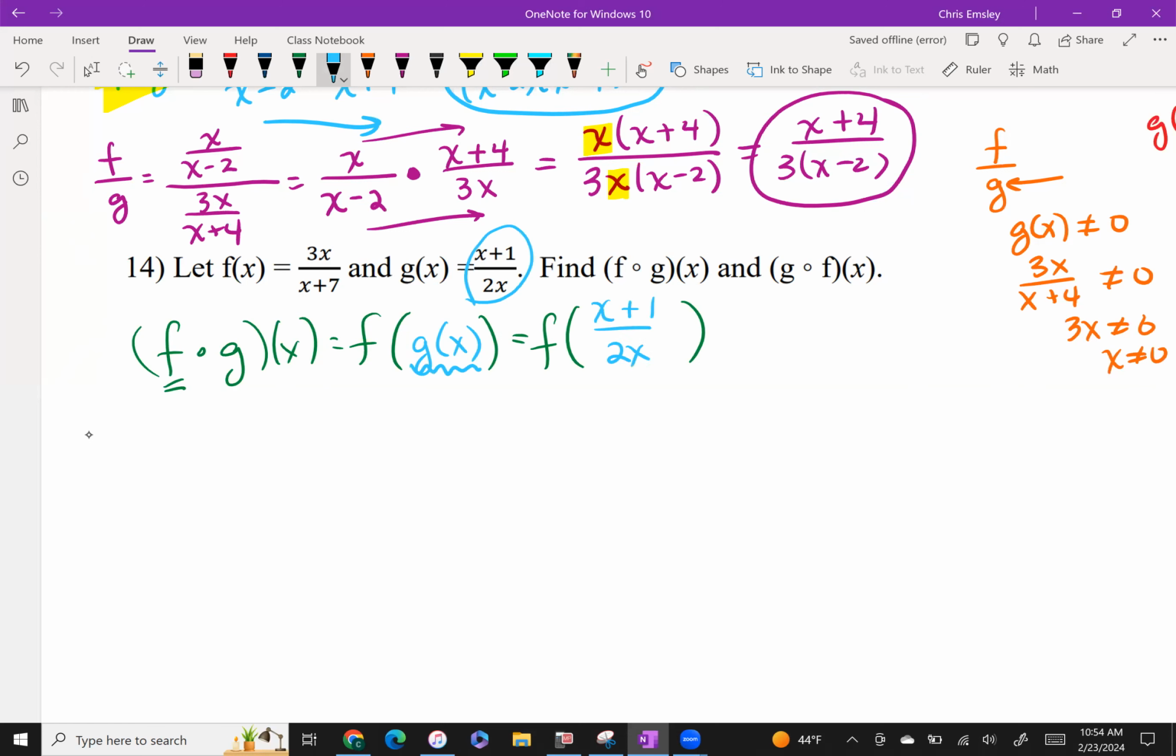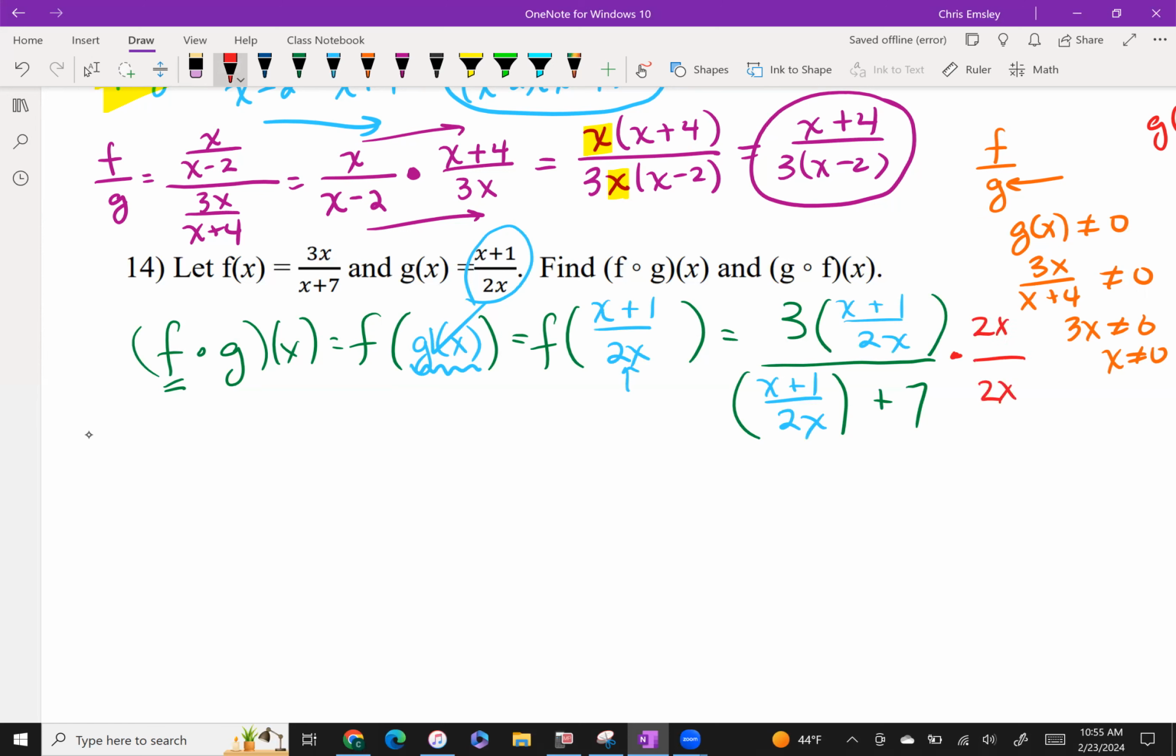Okay, that took care of g. Now I'm going to look at f. F says take 3 times x. I'm going to put something in place of x over x plus 7. So what I need to do here is plug in whatever was in the parentheses. It has to go in both places that we had a variable. Okay, so that's it. We do need to simplify because right now it's a complex fraction. So we're going to simplify this by multiplying the top and the bottom by 2x.